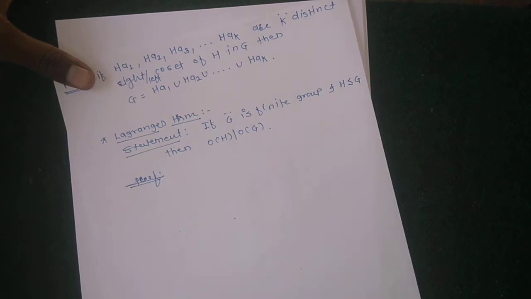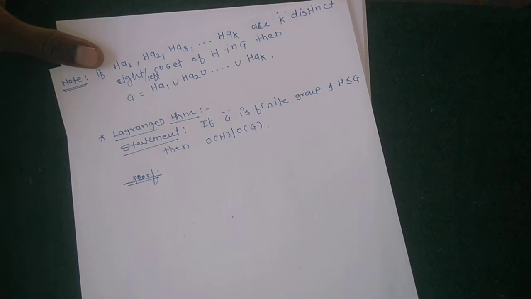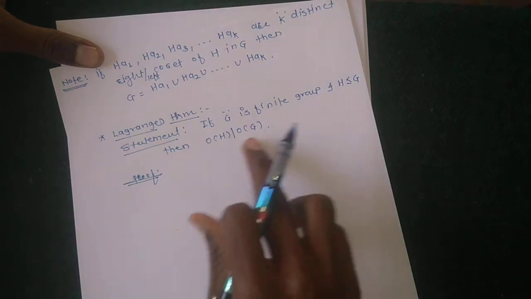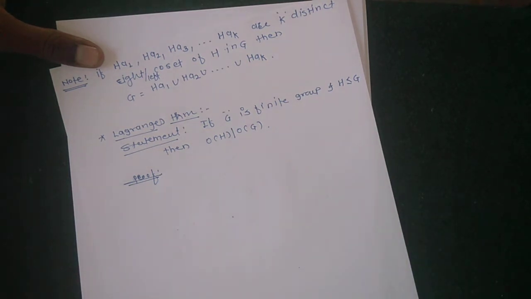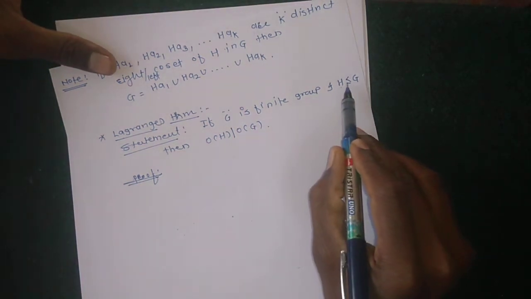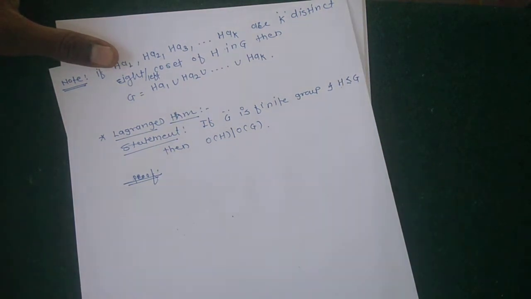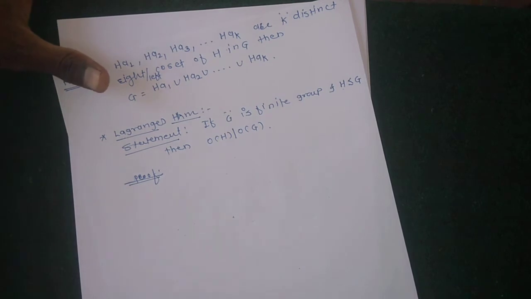Here there are two cases. One is if H is improper, meaning H equals the identity or G itself, then the order of H always divides the order of G. But if H is not equal to the singleton identity or G itself, meaning H is not a trivial subgroup, then we must find that the order of H divides the order of G. So there are two cases.